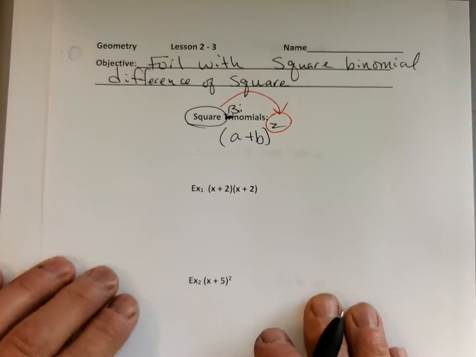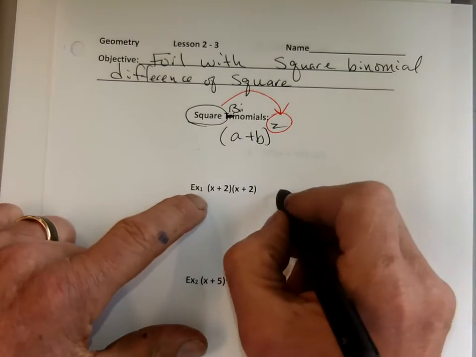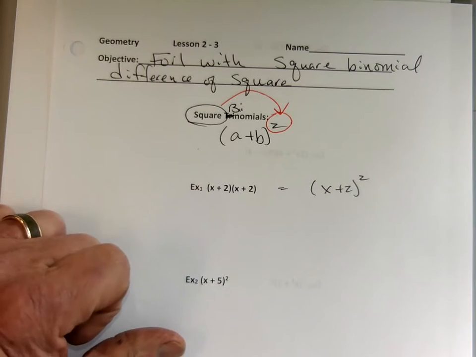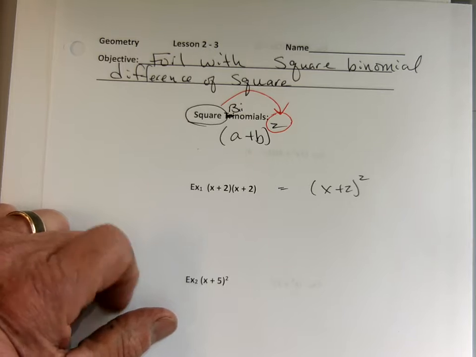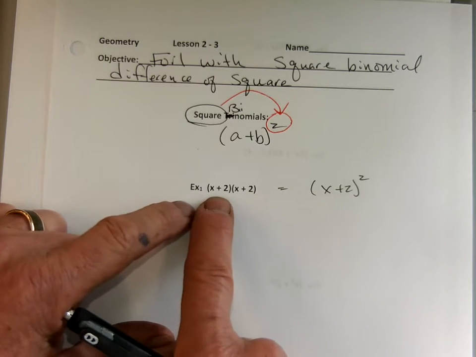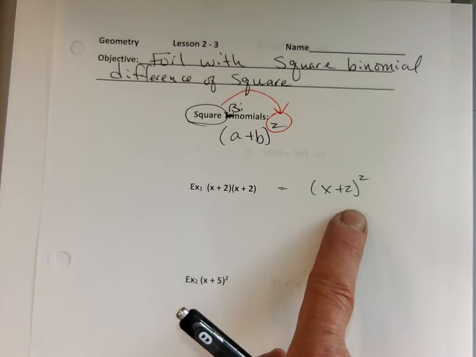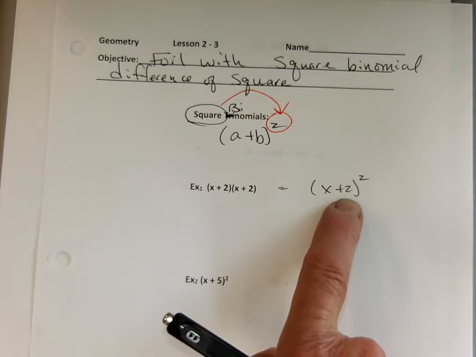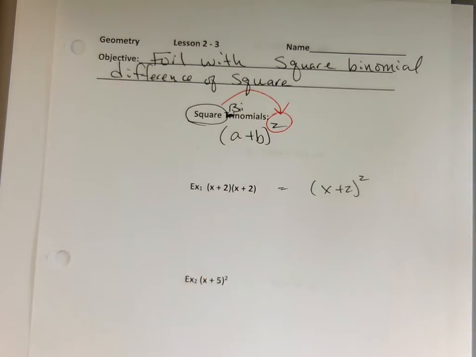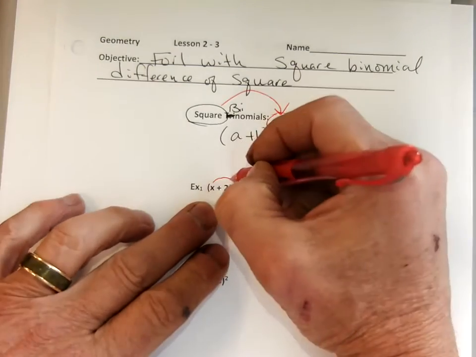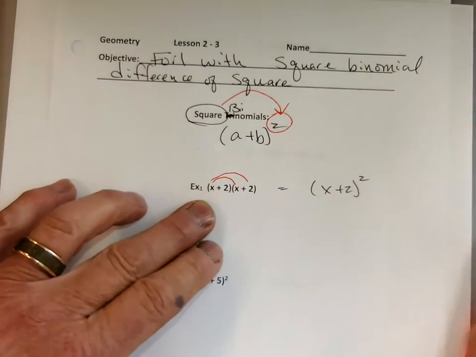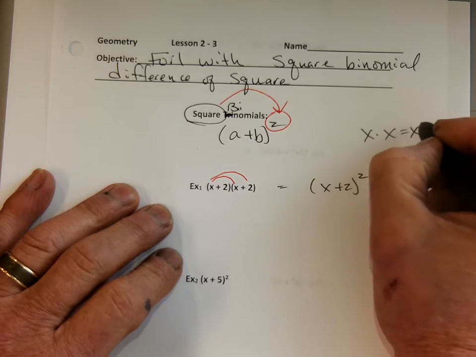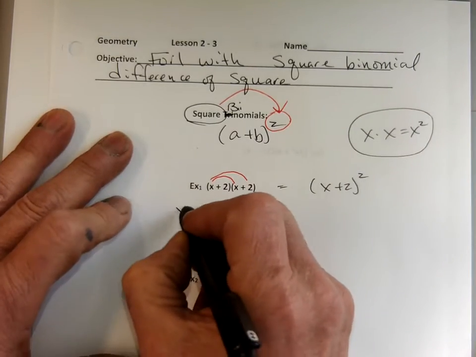Well, example 1 really is a square binomial because it could have been x plus 2 quantity squared. I don't want to write it like that. This is the form I want it in, but x plus 2 could be x plus 2 squared. Everybody agree with that? But this is just really a different representation. So, x times x. x times 2. It's the same process we've been doing, right? We know x times x is always x squared.